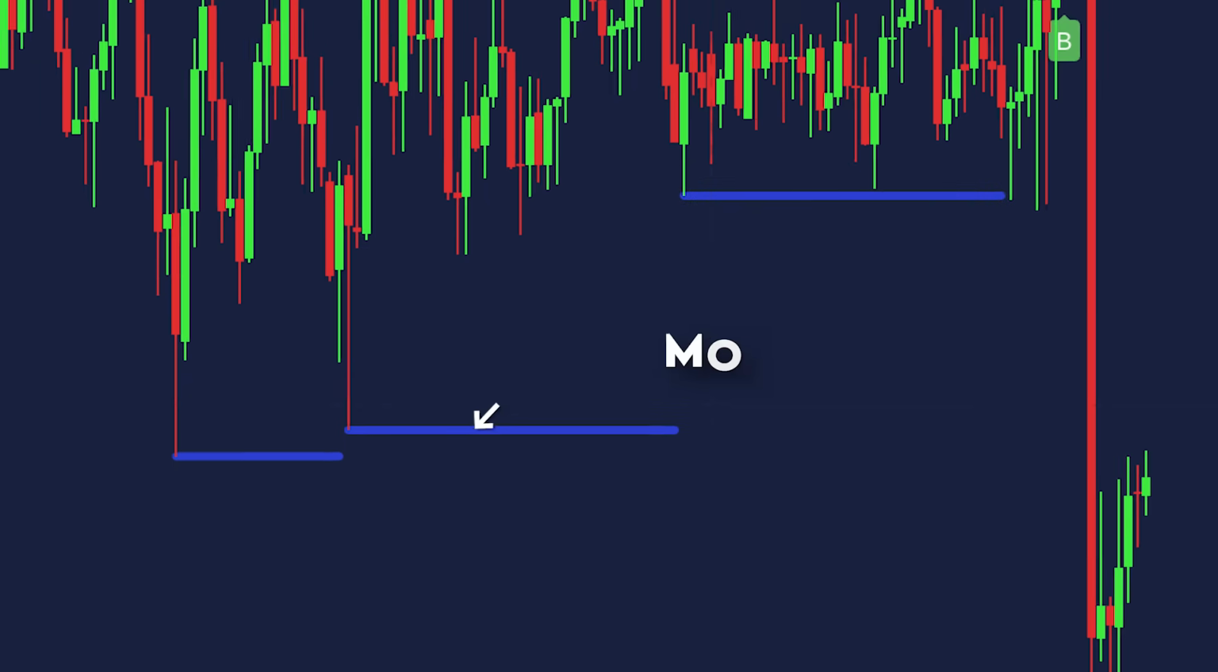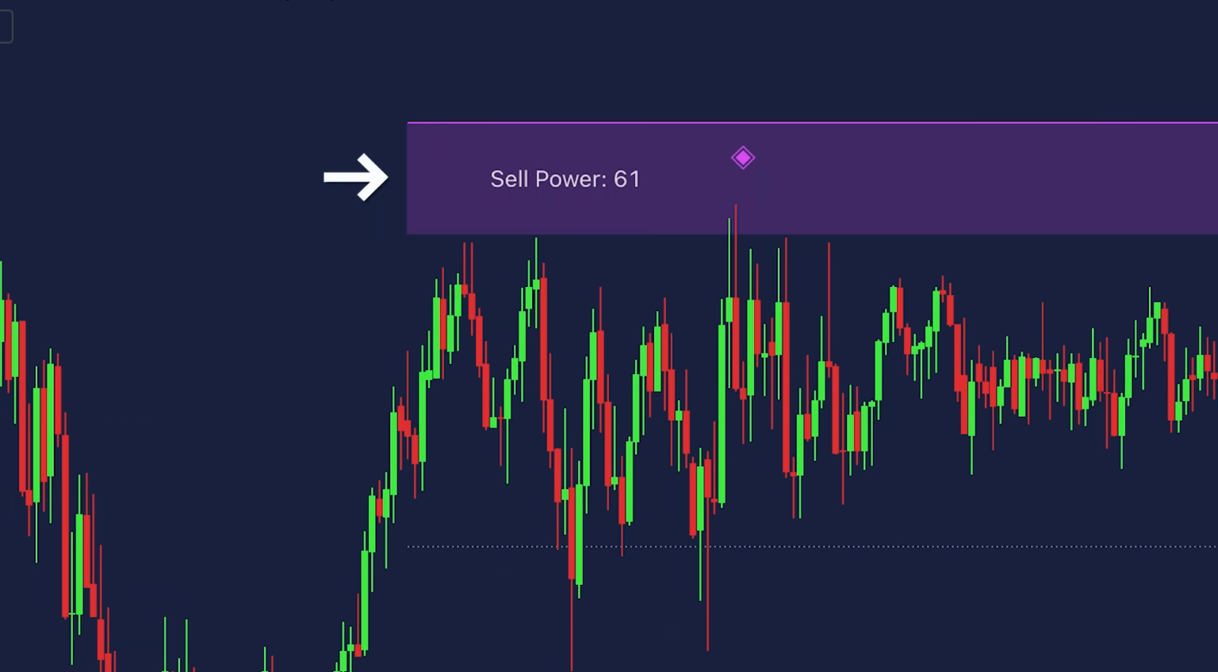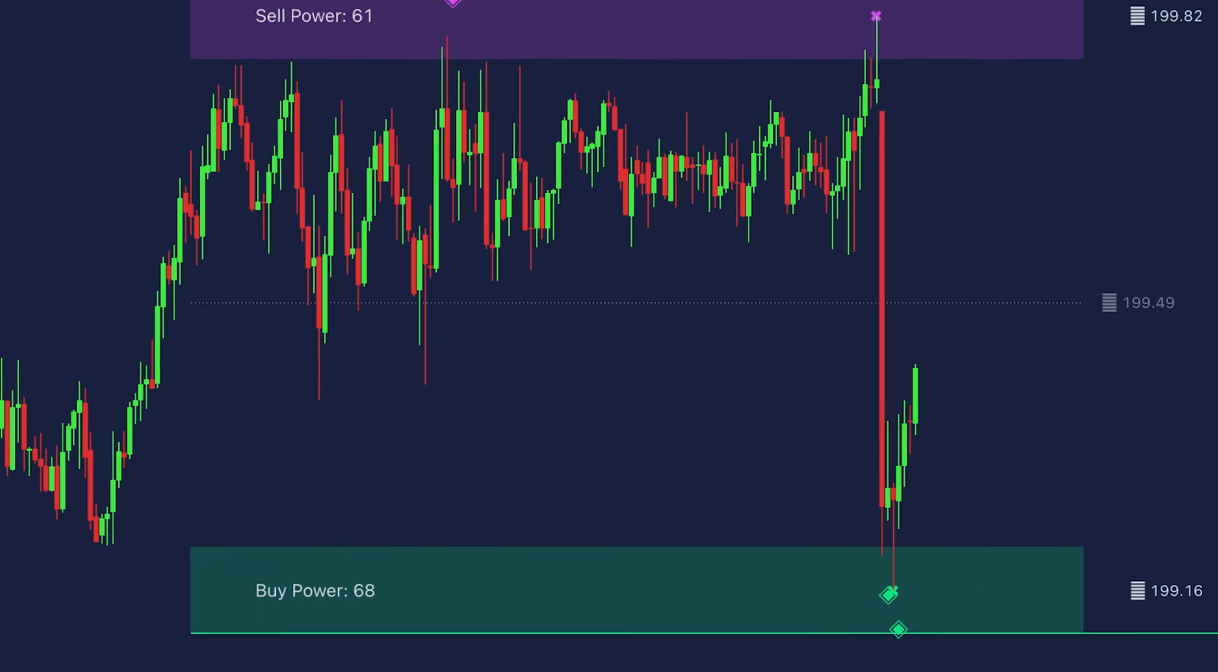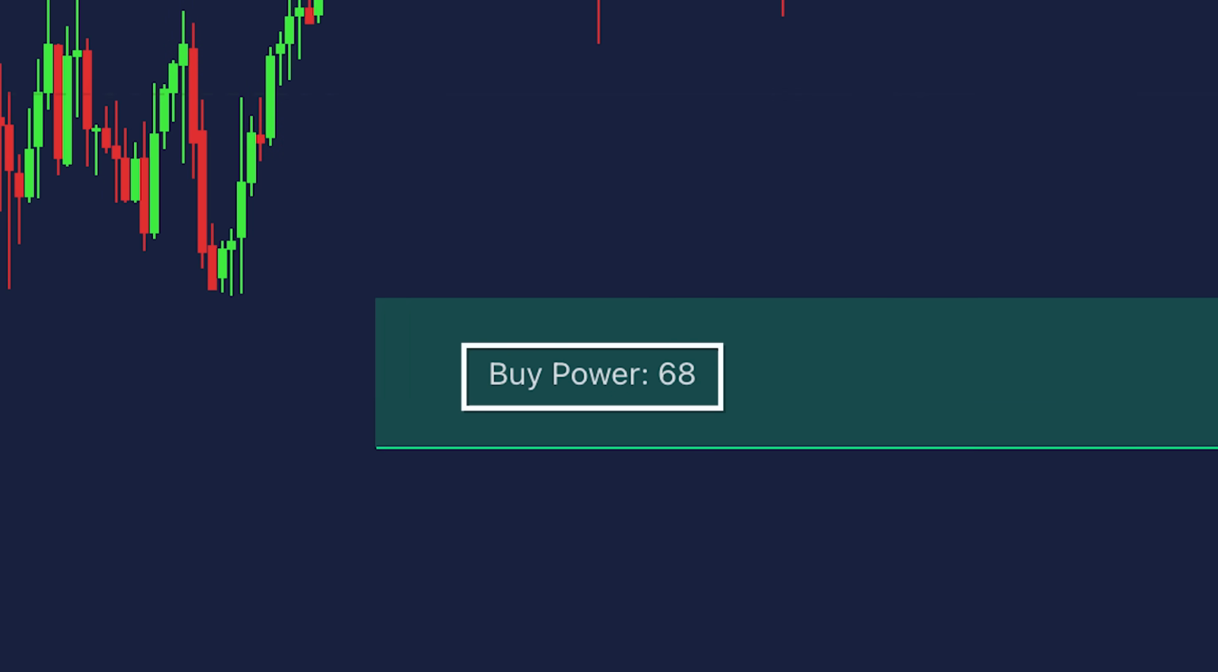Unlike most indicators that just draw random horizontal lines hoping they'll hold, the support and resistance power channel uses advanced calculations to measure actual buying and selling pressure within each zone, giving you precise data on where institutional money is positioned and how strong each level really is.